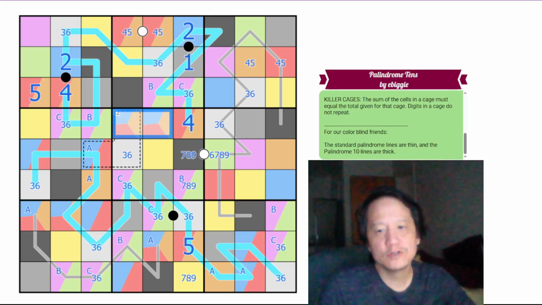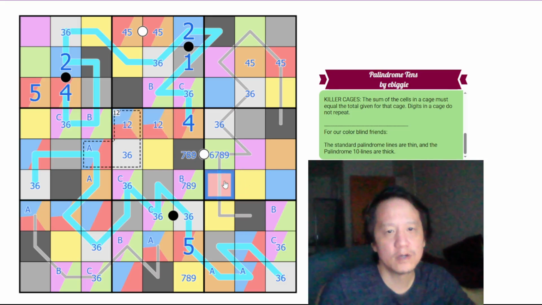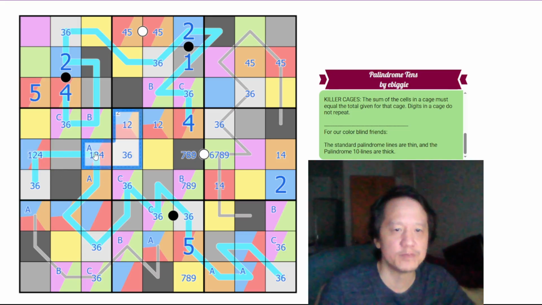We have a 1, 2 pair here. This is 1, 2, or this is 1 or 4. 1 or 4, this is 2. This is 1, 2, or 4. Therefore, this must add up to 12. It has to be 2, 4, and 6. So this is 2, this is 4, this is 6, which means this is the blue.